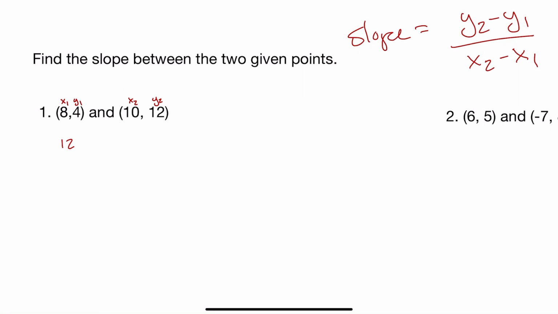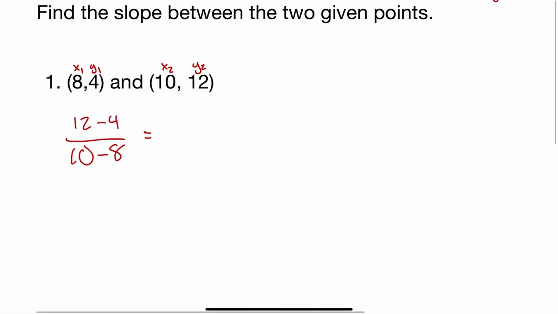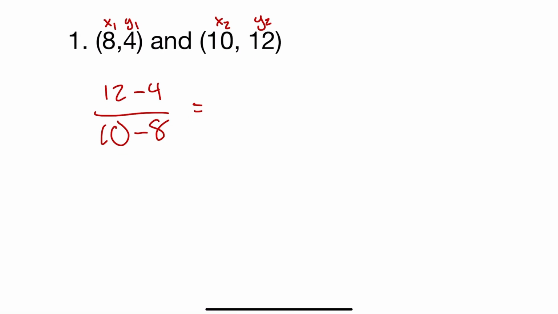Okay, so y2 was 12, y1 is 4. So I'm going to have 12 minus 4 on top. All right, then we have x2. So x2 is 10. So put 10. Then we had minus x1. All right, x1 is 8. Okay. So now let's get a little bit closer. Now we get to solve it.